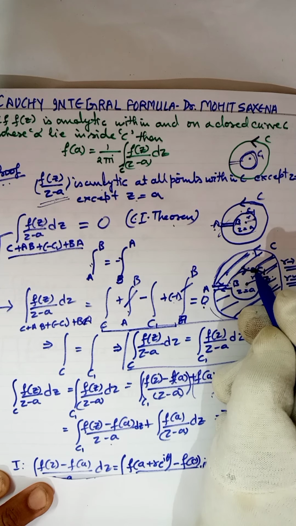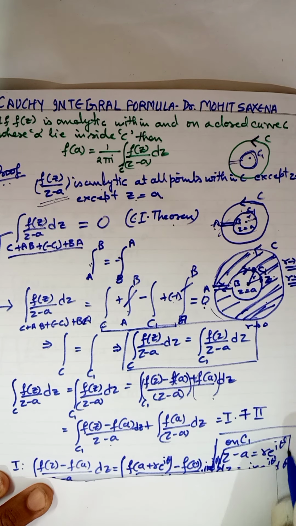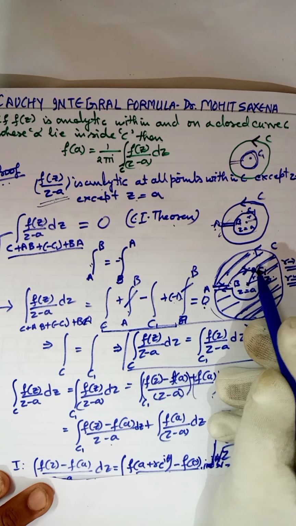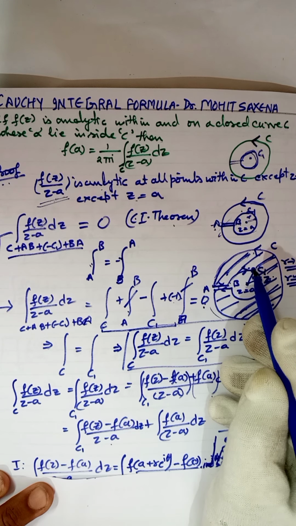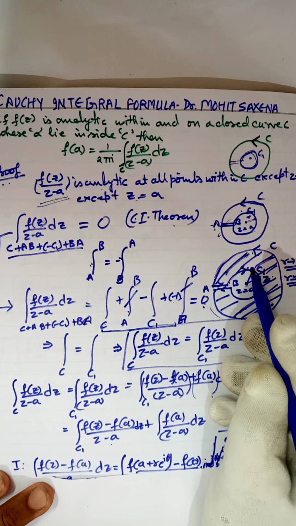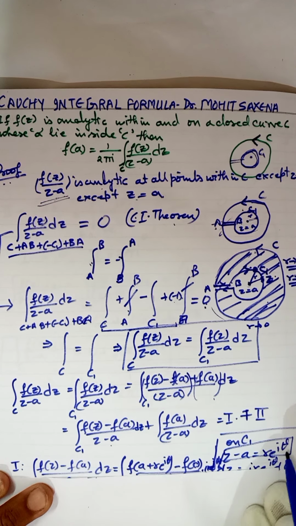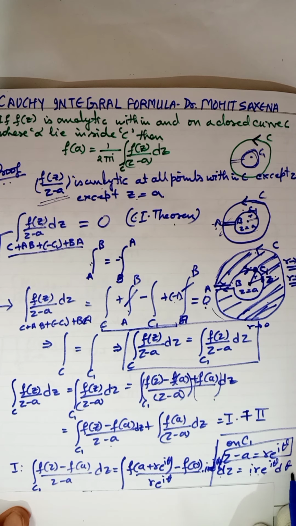Then the value of z minus a is equal to r e to the power i theta. If we take a single point on a smaller circle C1, then z minus a is equal to r e to the power i theta. That is, dz is equal to i r e to the power i theta d theta.